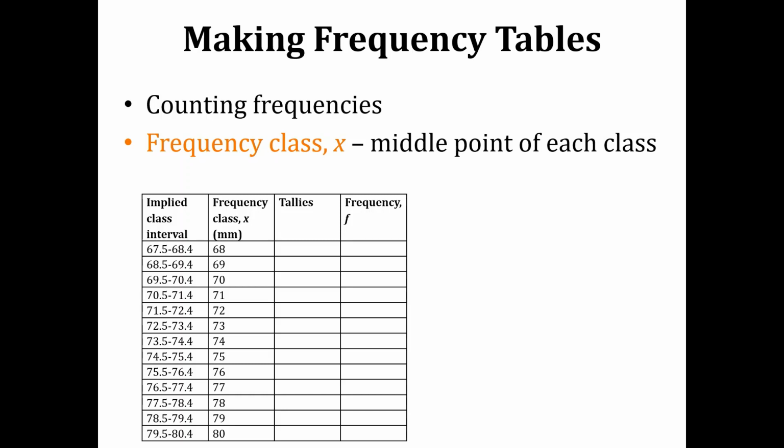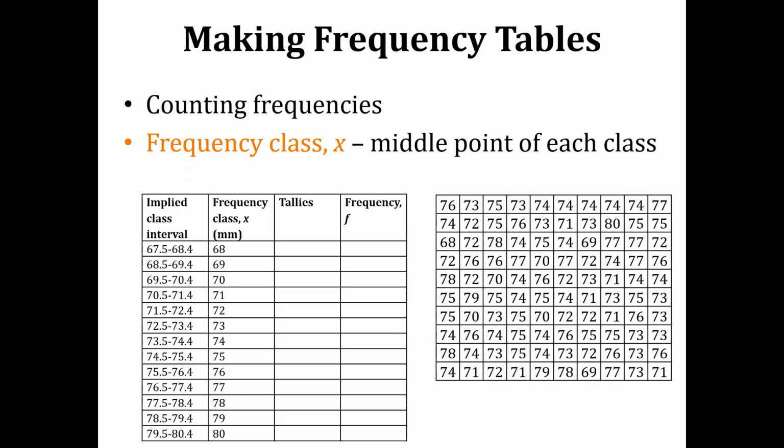And the next column that you can see in this table is the tallies. So we are going to count the frequencies by the method of tally marking, and for that purpose, we need to have the data with us. So this is the raw data. These are the 100 observations that we have, right? And now we are going to count their frequencies. So how are we going to do that? We are going to do that by tally marking.